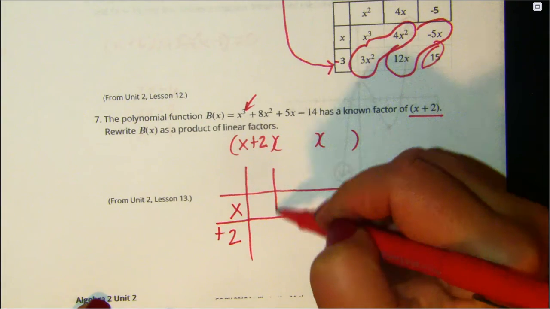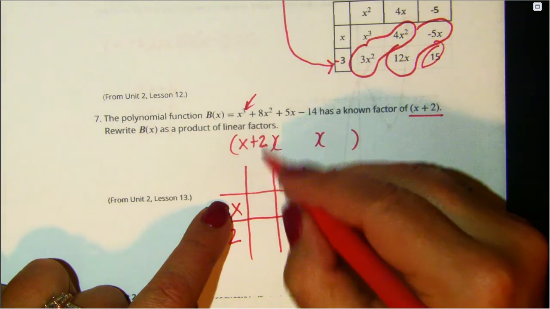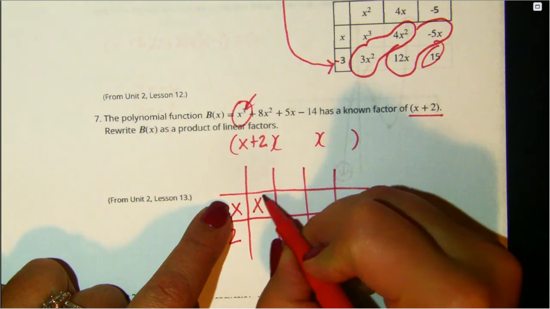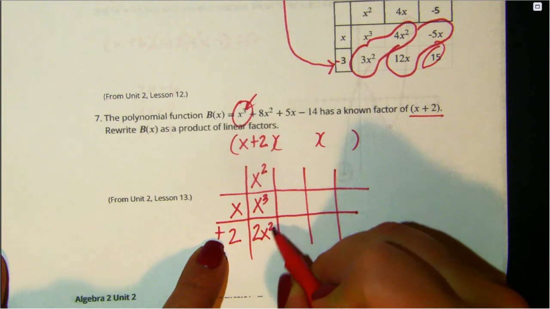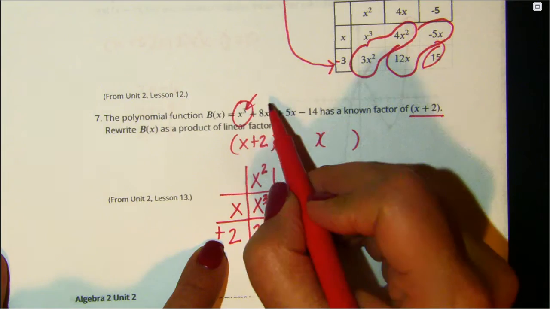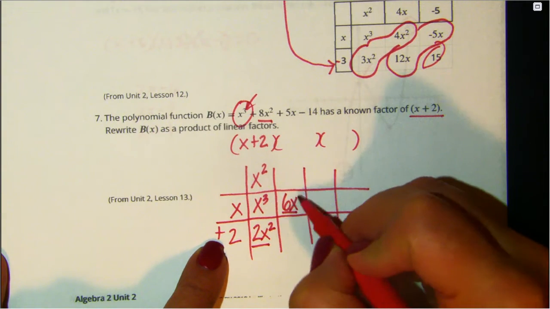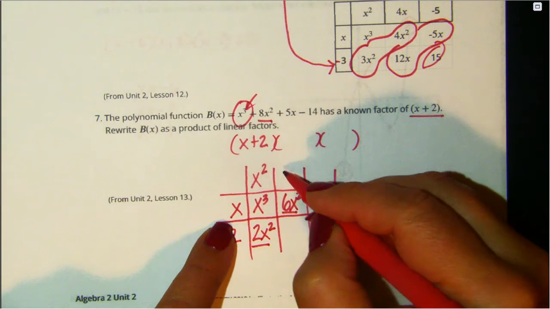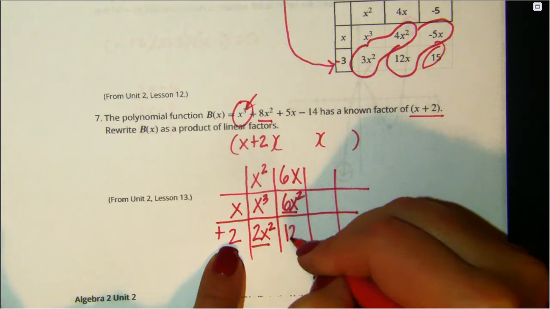I'm going to give you one of them. Here we go. X times what? I know this is what goes here. That'll be x squared. So now I can multiply those two. This plus this have to make 8x squared. So that's going to be 6x squared. That's going to be 6x. That's what would make that, which would make this a 12x.